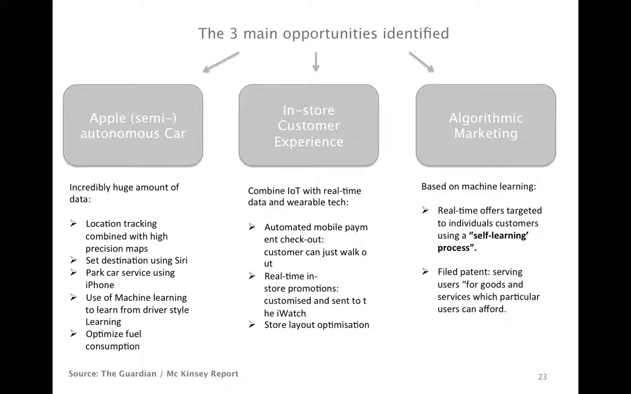When looking at algorithmic marketing, we discovered that 2 months ago, Apple filed a patent that would allow it to only serve mobile phone ads for goods and services which particular users can afford. It can do this by tracking the credit-debit card balance if the user allows so. The software is based on machine learning and enables Apple to send real-time offers targeted to individual customers, as a self-learning process.